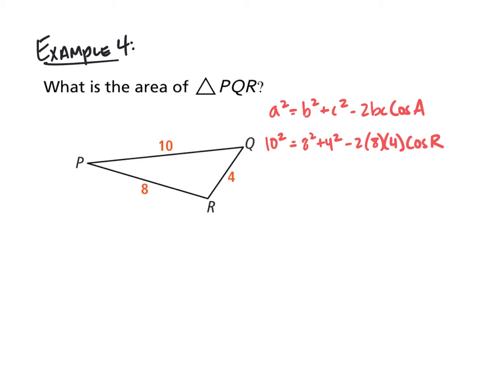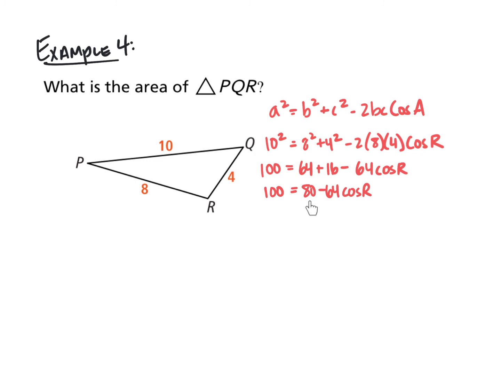Now I know since I'm using law of cosines to find an angle, the last thing I'm going to do when I get down around here is the cosine inverse of something. Now I just need to get to where I'm figuring out what I'm taking the cosine inverse of, and that involves a lot of simplification. So let's do that now. 10 squared will be 100, 8 squared will be 64, 4 squared will be 16. 2 times 8 times 4 is going to give me 64 cosine R. So that'll say 100 equals 64 plus 16 is 80 minus 64 cosine R.